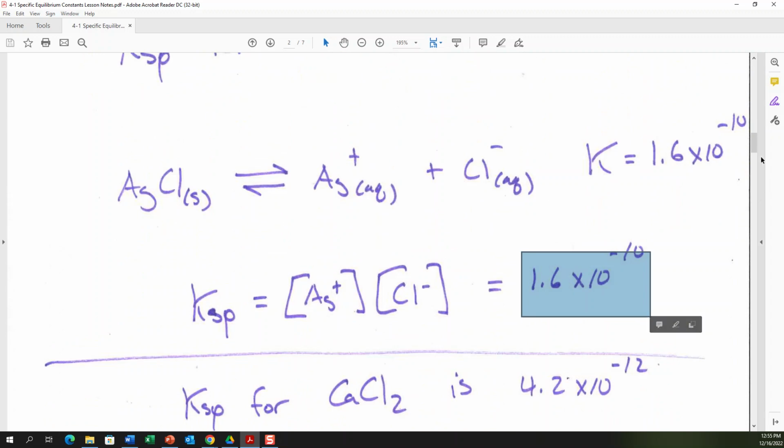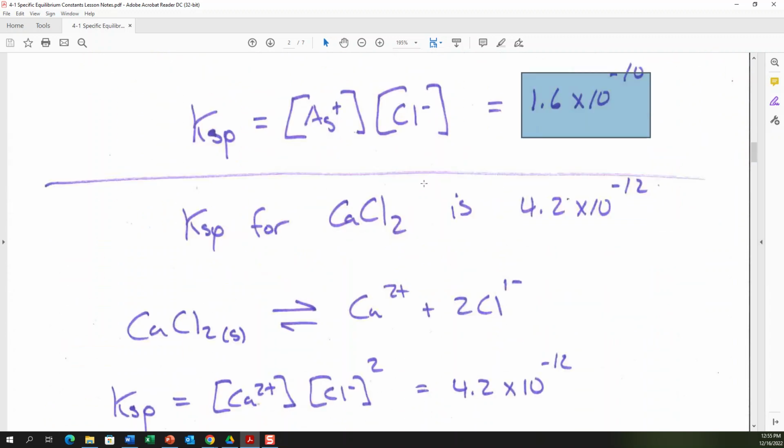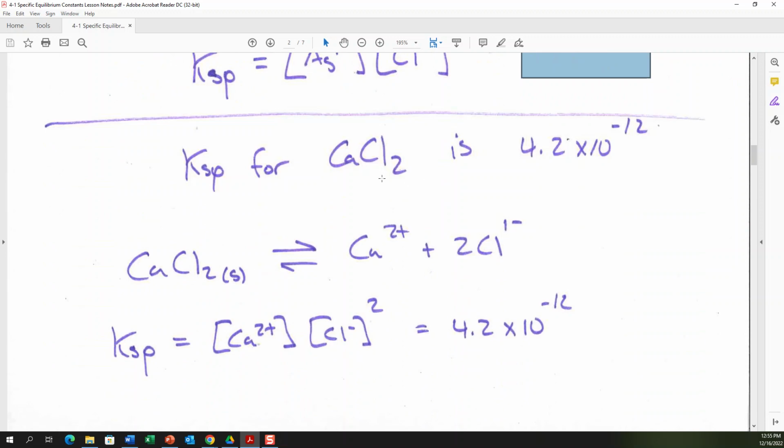So what would the Ksp expression look like for calcium chloride? Well, let's write the reaction.